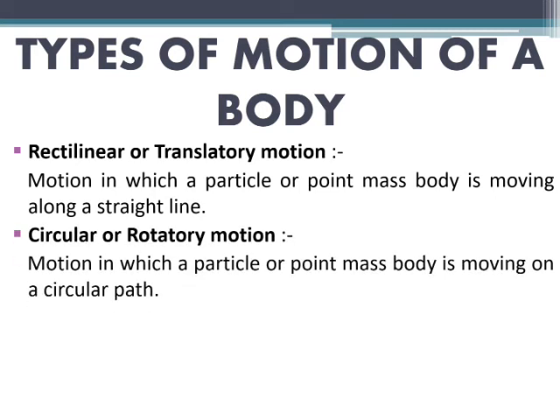Second, circular or rotatory motion. A circular motion is that motion in which a particle or a point mass body is moving on a circle. Circular or rotatory motion can be 2-dimensional or 3-dimensional motion, and they can be uniform or non-uniform motion.